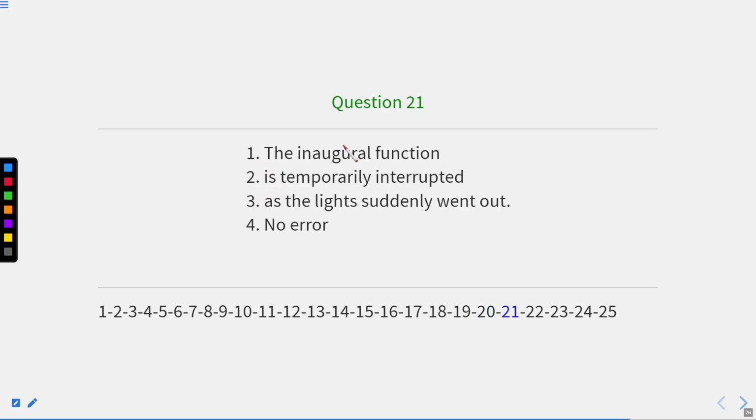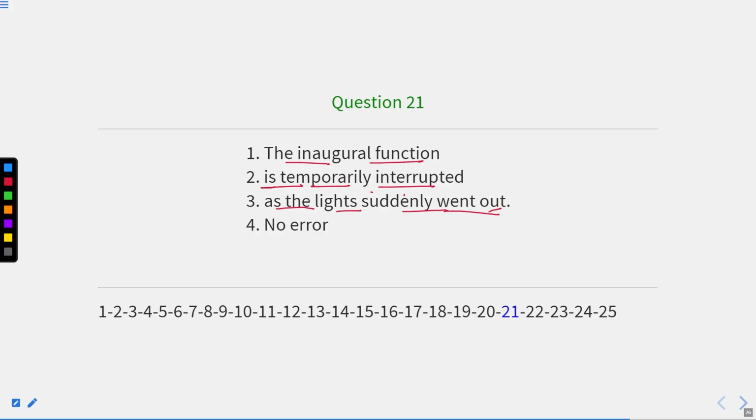Okay. Now, question number 21. The inaugural function is temporarily interrupted as the light suddenly went out. Okay, it means there was a power cut. Now, if you see this type of sentence, you have to look for the error in this sentence. The inaugural function is temporarily interrupted as the lights suddenly went out. Went out means the sentence is in past.